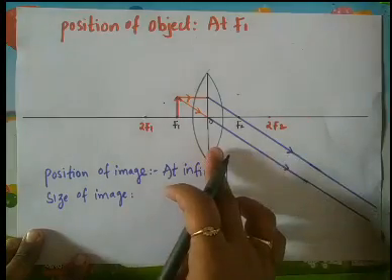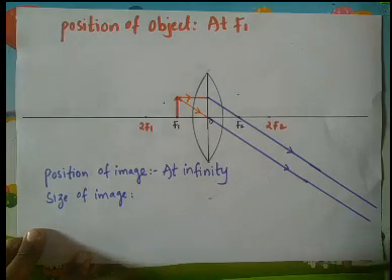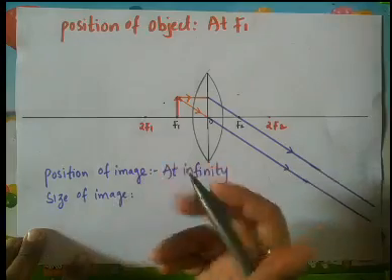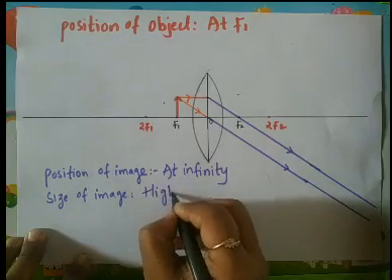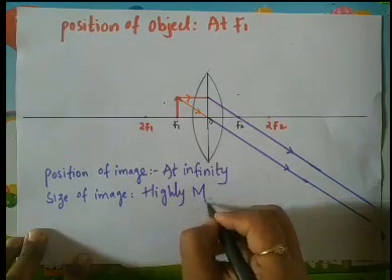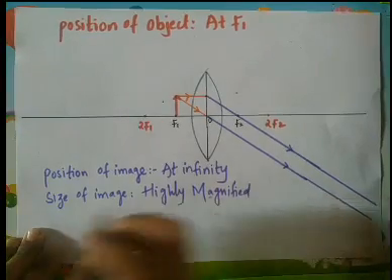Okay. And when we are talking about the size of the image, now see here, the image will form at a very large distance from the lens. As the image goes farther and farther from the lens, the image becomes bigger and bigger. So it would be a highly magnified image. Very big image it will form.